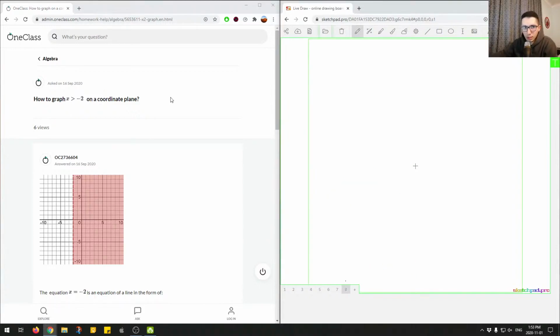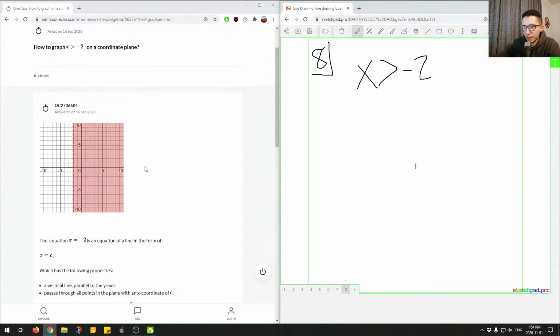Okay, so let's move on to question number 8. So question number 8. Here we're asked to graph an inequality on the xy plane. This is a good example to run through. We have the inequality x is greater than -2.